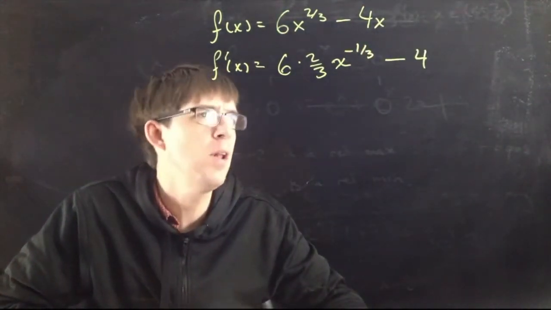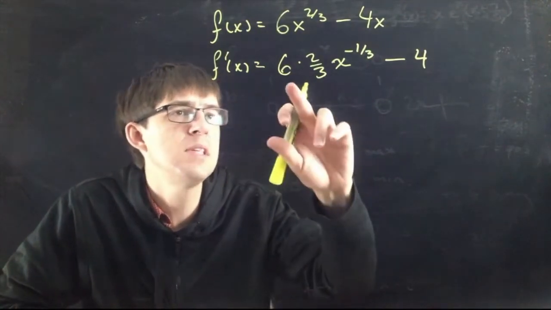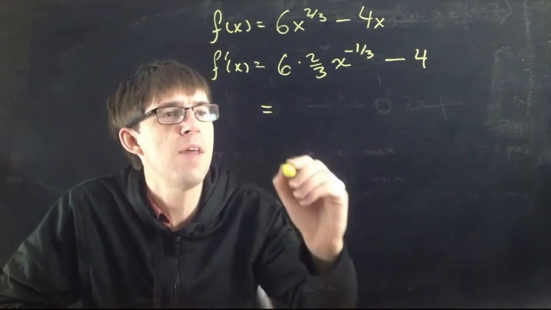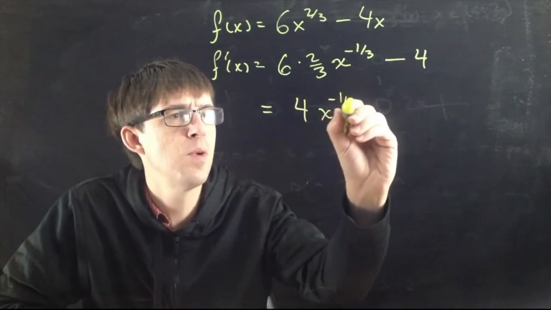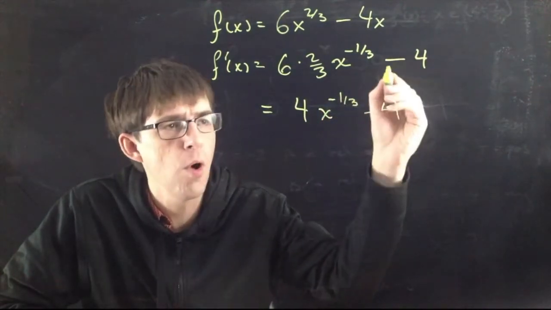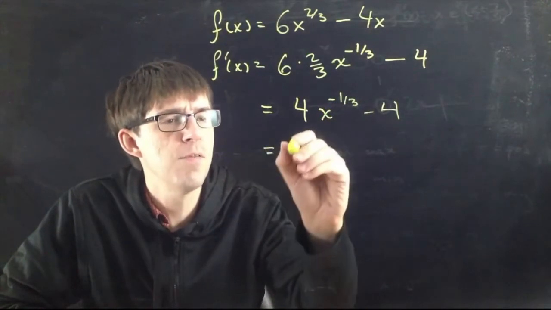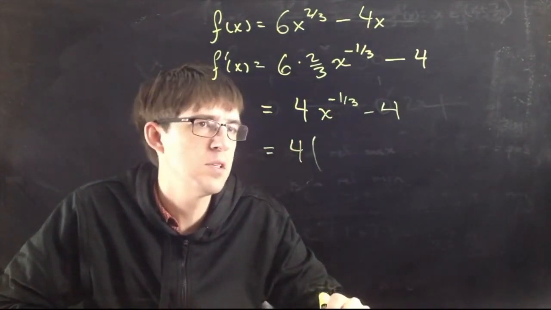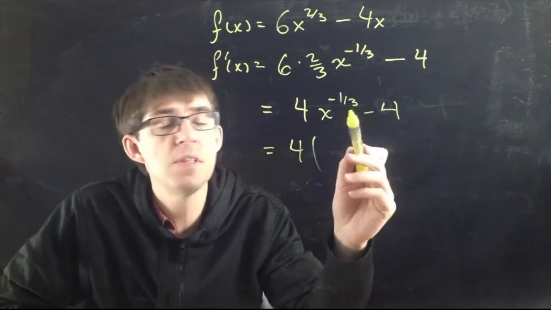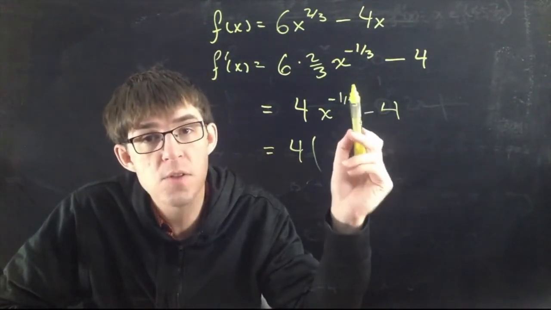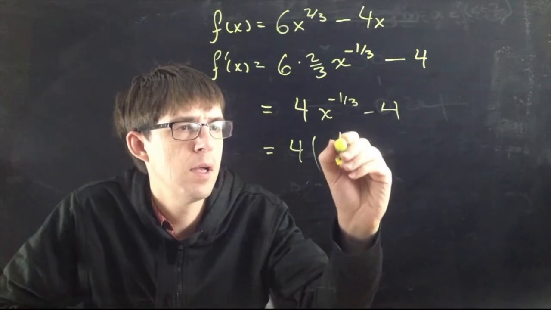All right. Can we simplify this at all? Well, 6 times 2/3, you can simplify that fraction. I believe that's 4. 4x to the minus 1/3 minus 4. All right. I suppose you could factor the 4 out. That's not such a big deal. What is x to the minus 1/3? This is the same as 1 over x to the 1/3. I can write it that way.